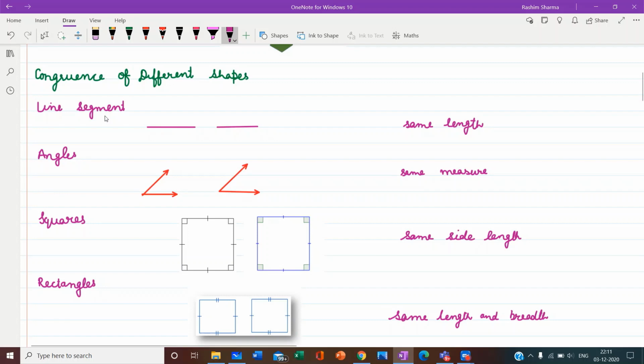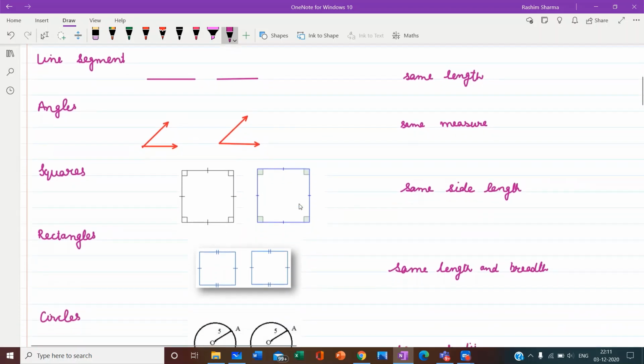First is line segment. There are two lines drawn here. Now they have the same length. So we will say that these line segments are in congruence. Second, here these are two angles shown here. Now they are of same measure. Okay, so we will say these angles are in congruence.